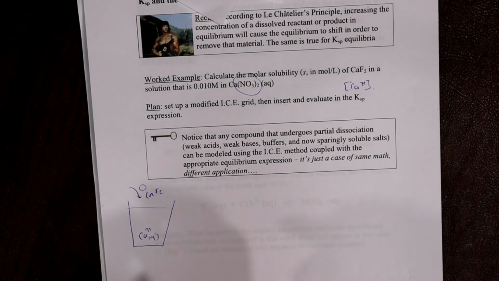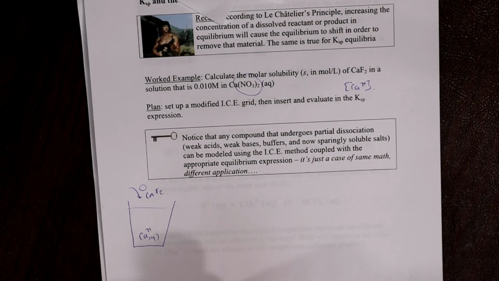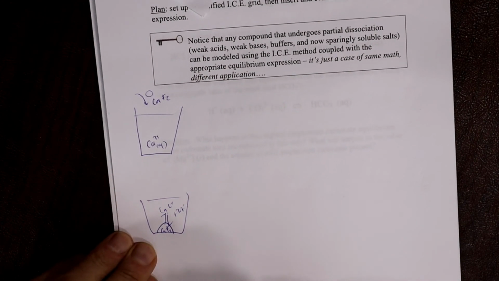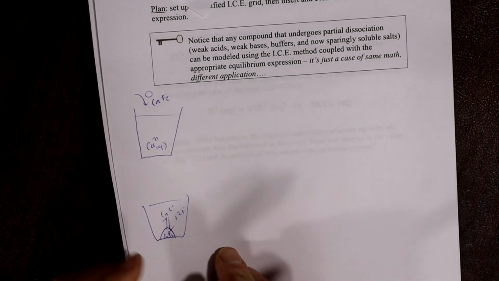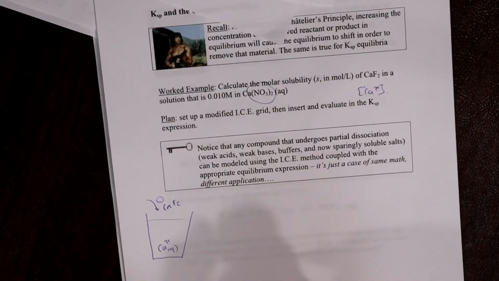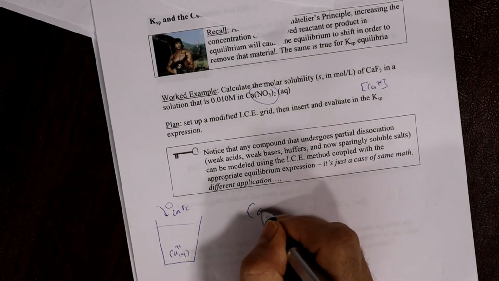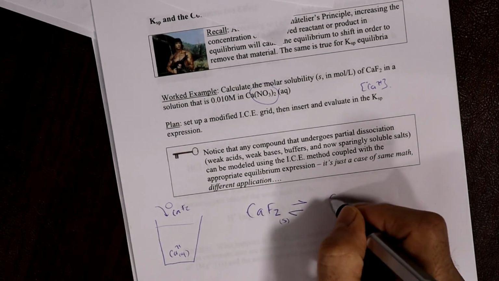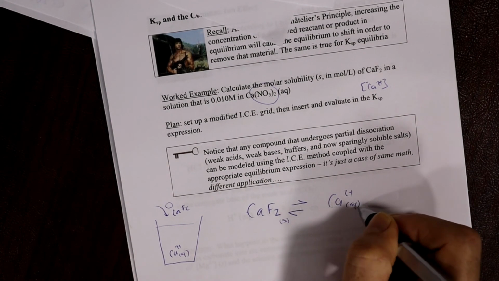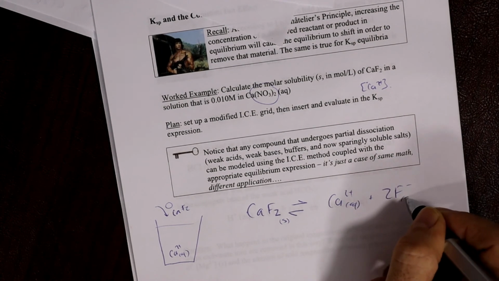Then an equilibrium will set up between the calcium fluoride and the solution, but the amount of calcium going into solution will be diminished because it's going to be competing against the calcium that's already there. So let's look at this. Calcium fluoride in equilibrium with calcium 2+ plus 2F minus.